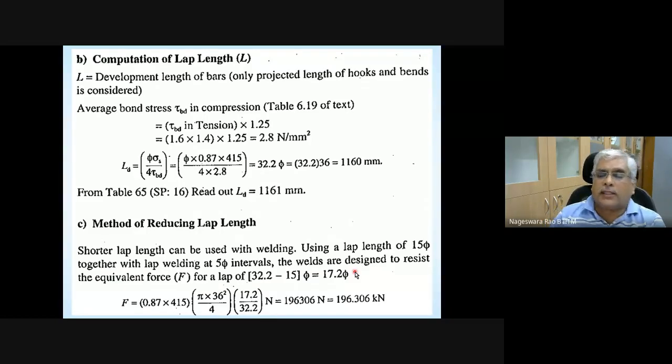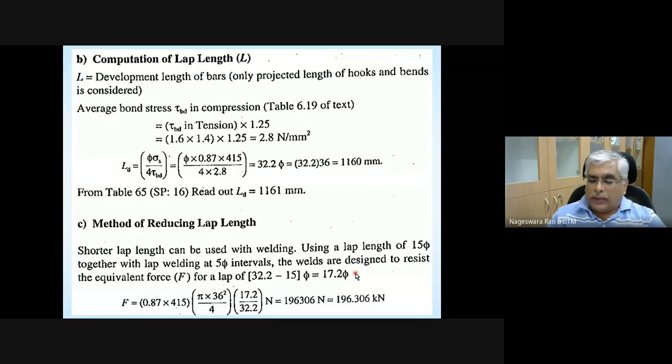This problem illustrates how to reduce the lap length using welds. Or if you use your creativity, you can come up with another solution. Instead of welding, you can come up with another solution, maybe spirals or even stirrups. But for that, you need to gain extra knowledge, which you may be learning as a part of your advanced courses.